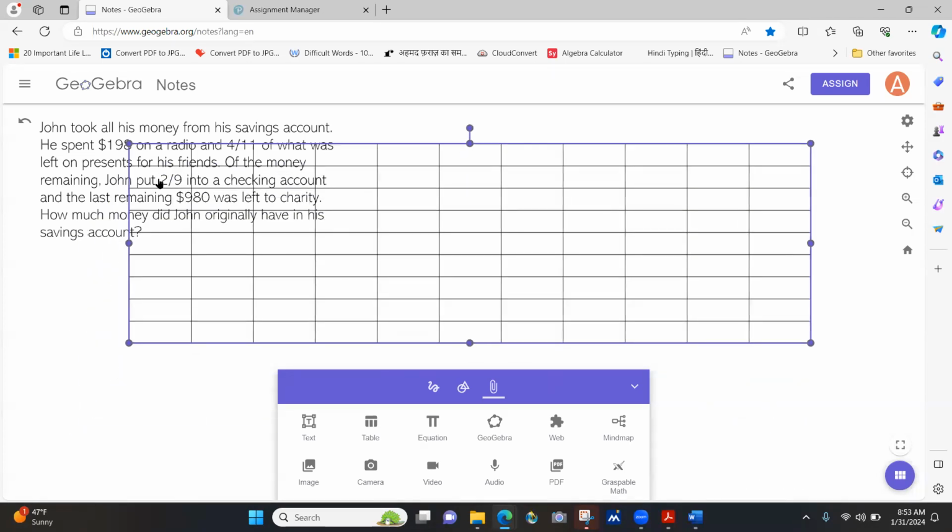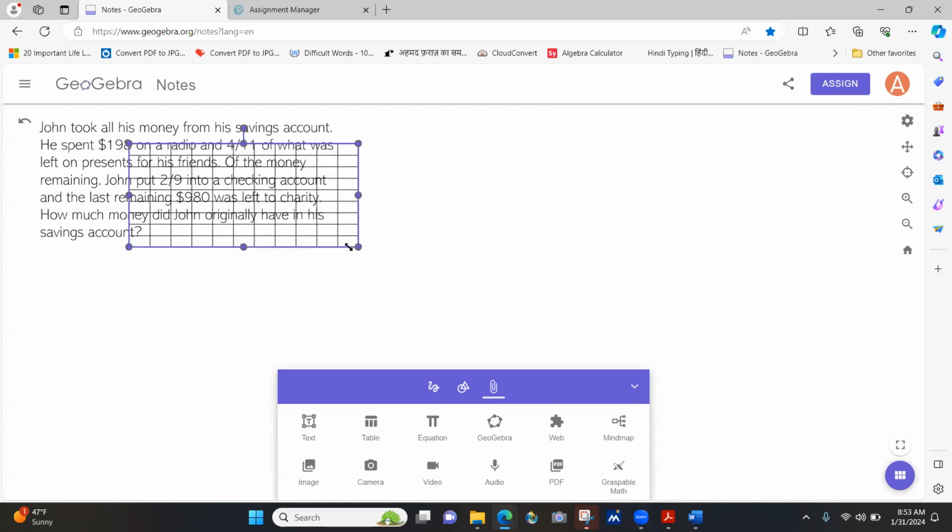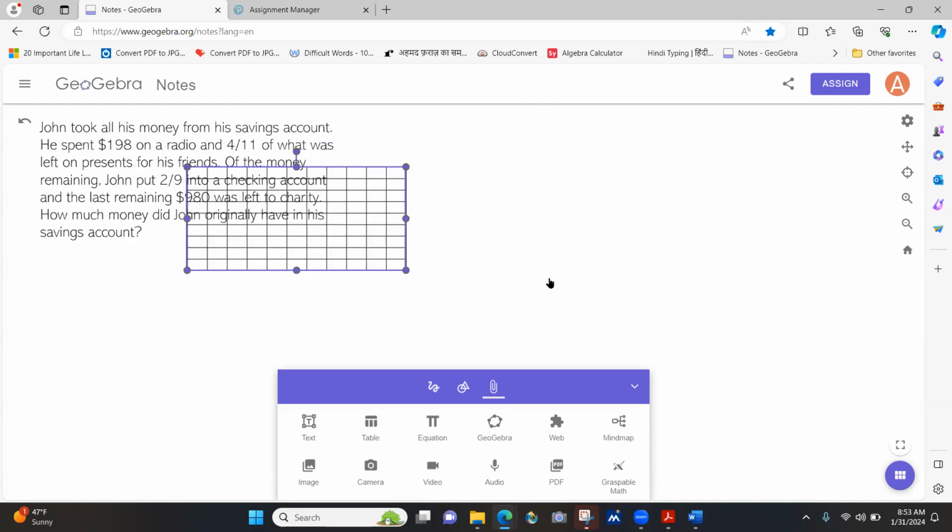Let me see. How many do I have? 1, 2, 3, 4, 5, 6, 7, 8, 9, 10, 11. 1, 2, 3, 4, 5, 6. I think I'm good. Now I'm going to make it a little smaller. I'll need it to be this big.